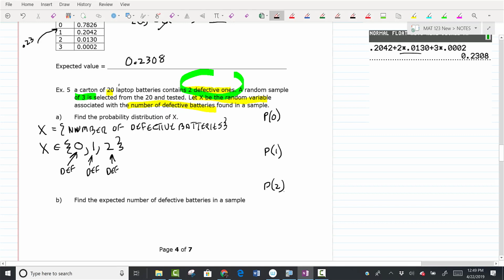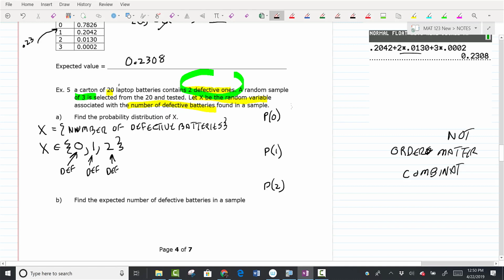Okay, now here's the thing you got to think about on this. You got to ask yourself the question, does order matter or does it not matter? Okay, the idea is you're going to reach in there and get 3 batteries. Does it matter which order those batteries are in? No, it's just like cards. So if order does not matter, then what is it? Combination or permutation? It's a combination. Okay, it doesn't matter what order they're in. You're going to count how many of the batteries are defective or not.